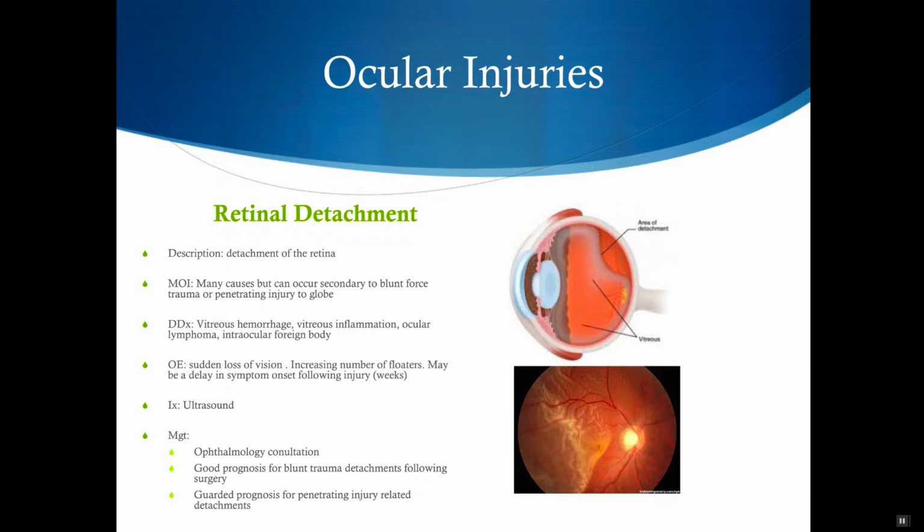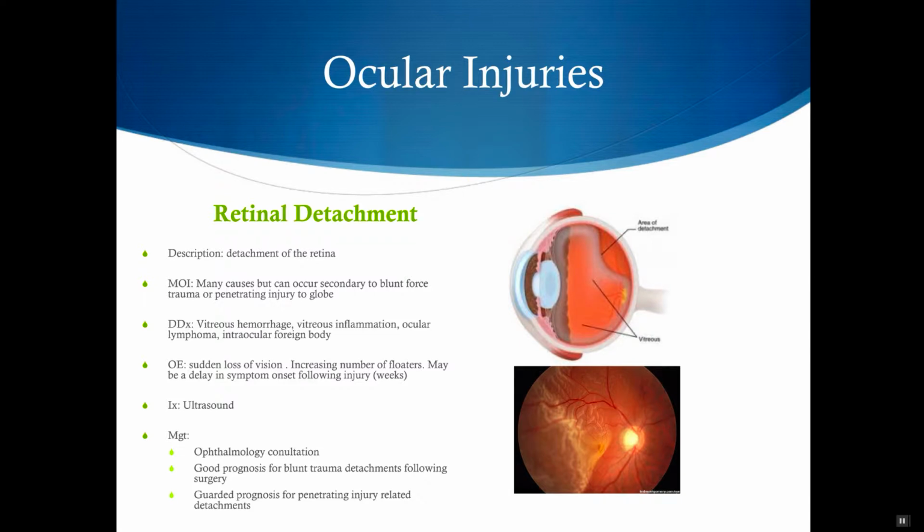Retinal detachments. These can occur either at the time of injury or several weeks afterwards. But these are essentially, once again, more blunt injuries to the eye. May in fact be rapid head movement or direct force to the eye.